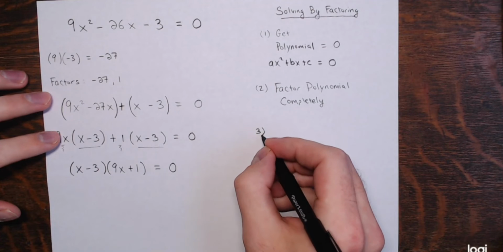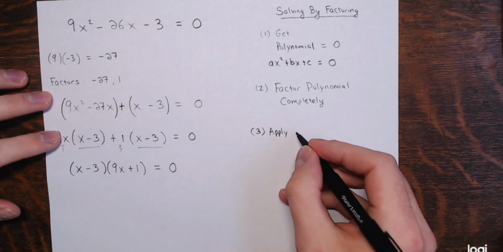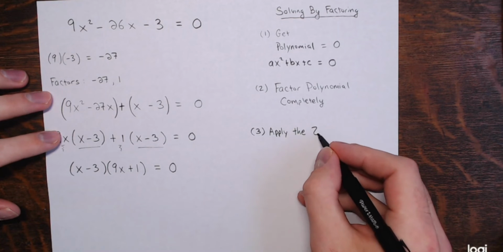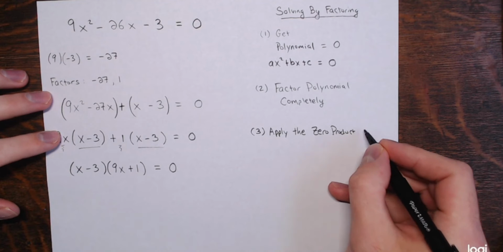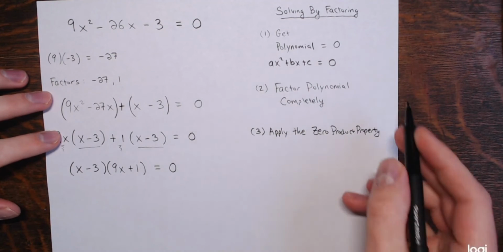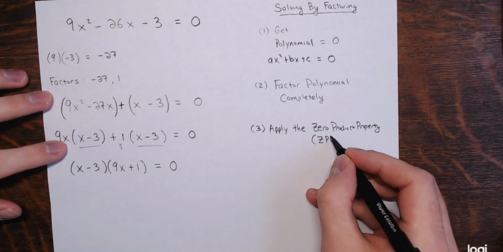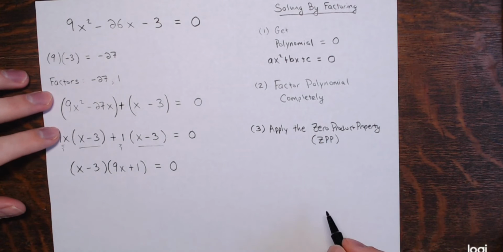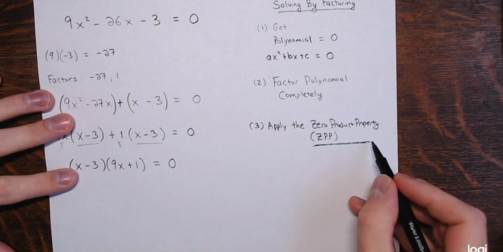Alright, then we're going to apply something called the zero product property. I'll explain what that is. Apply the zero product property, and it's the reason we have the number 0 on one side. I'm going to be abbreviating the zero product property as ZPP from here on out. Now here's what the zero product property states.